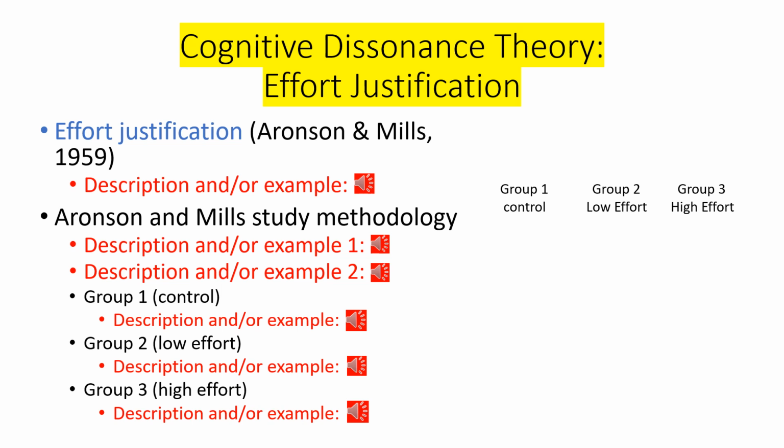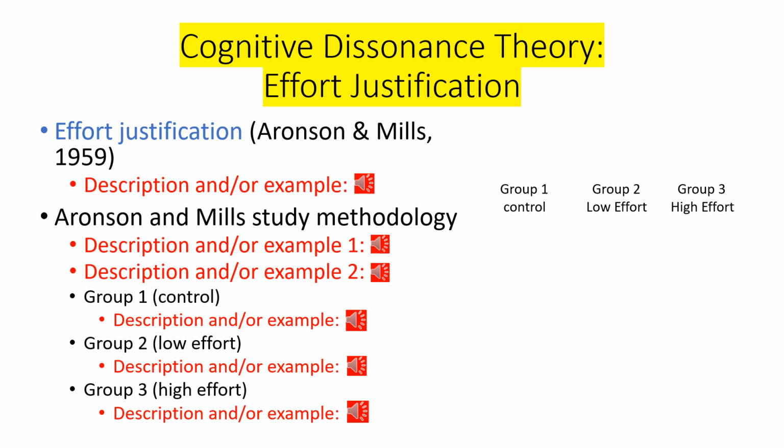Once again, I've put a diagram to the right that will express and represent the methodology for Aronson and Mills. Three groups, once again, all participants randomly assigned to one of the groups. Group 1 will be our control group. Group 2, our low effort group or low initiation group. Group 3, our high effort or high initiation group. And then on the following slide, we'll add arrows indicating the results.